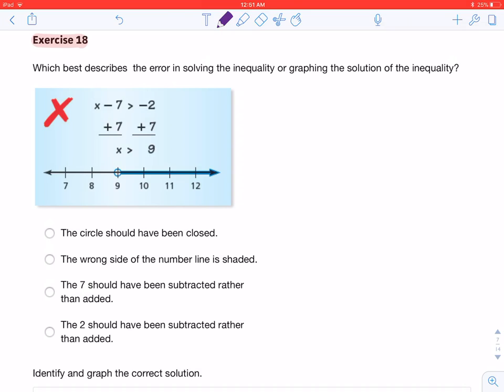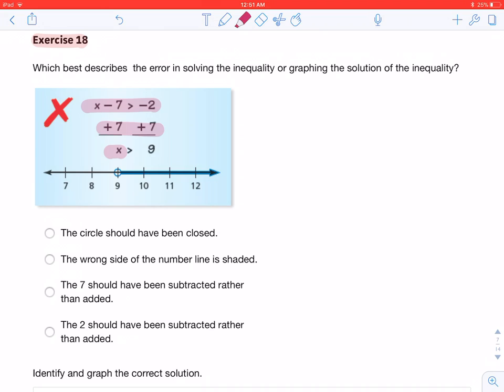So which describes the error in solving the inequality or graphing the solution of the inequality. My original inequality is x minus 7 is greater than negative 2. Because this is minus 7, I would do the opposite. I would add 7 to both sides, which is what they've done, so that's good so far. Adding 7 to both sides is going to leave me with just the x on the left side, because minus 7 and plus 7 are opposites, so they'll cancel out.